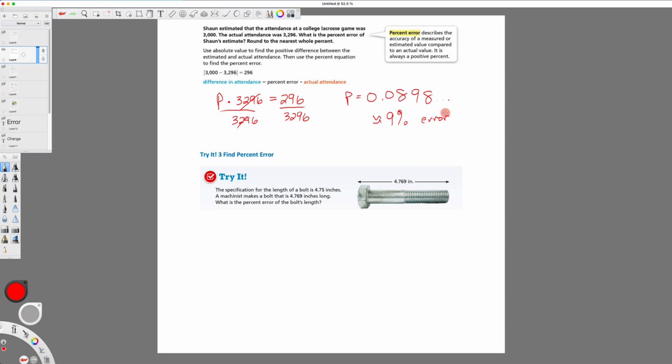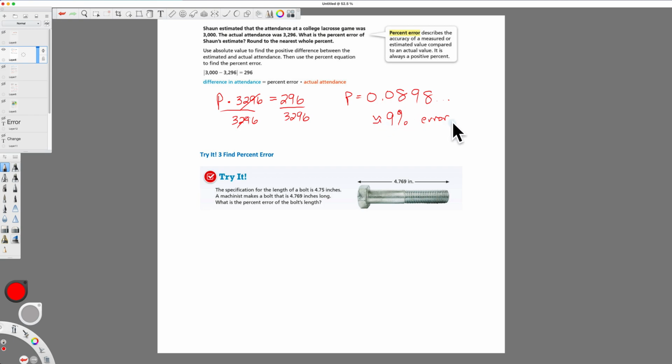And don't think of errors as being, oh, you messed up. Errors happen all the time. Anytime you measure something, it's never going to be exact, because you're using a measuring device that may or may not have very good precision. It's not going to be exact. When you estimate, it's okay to be off. It's an estimate. So I'm not surprised at all that Sean's estimate was off.